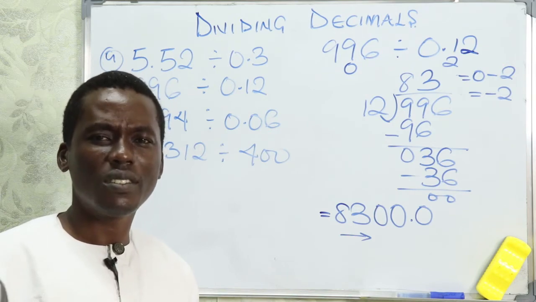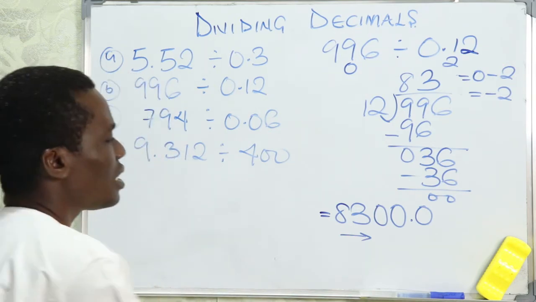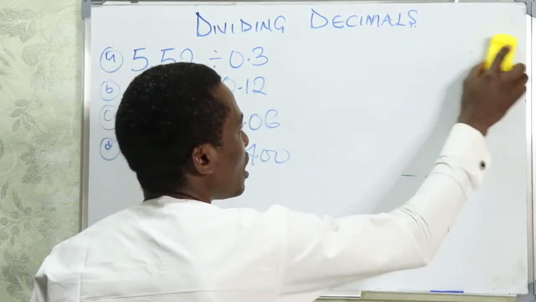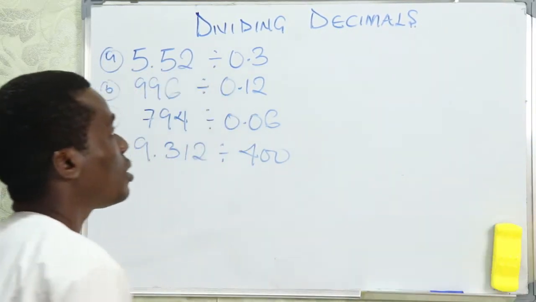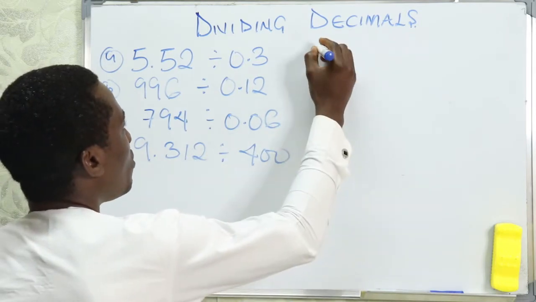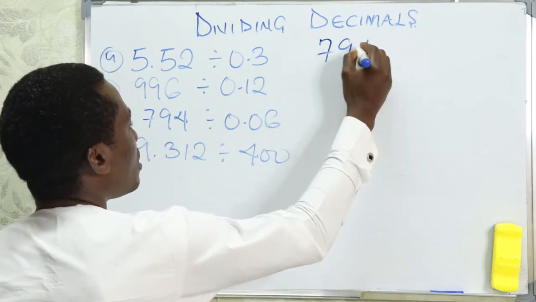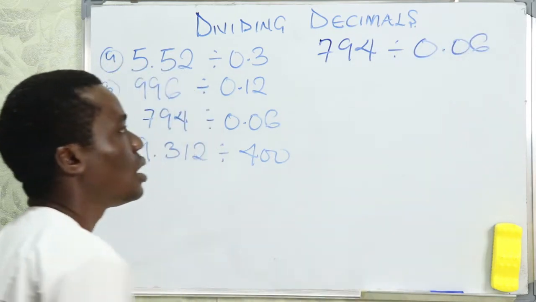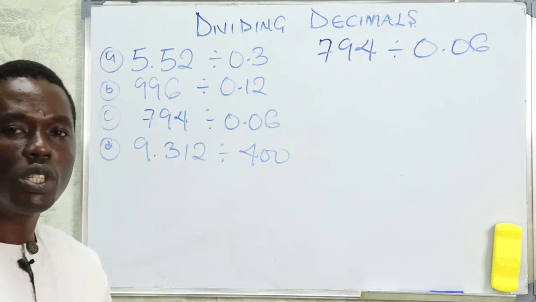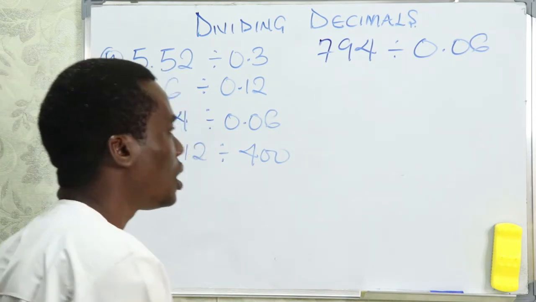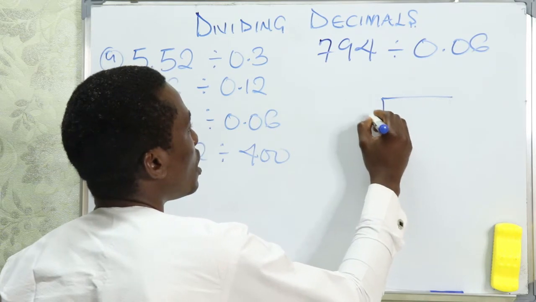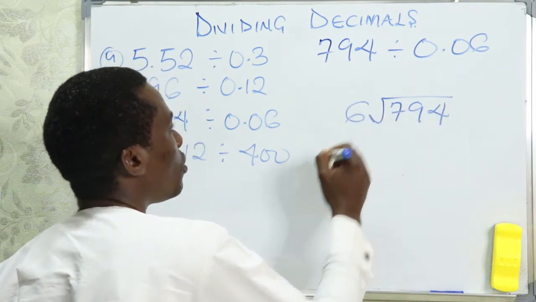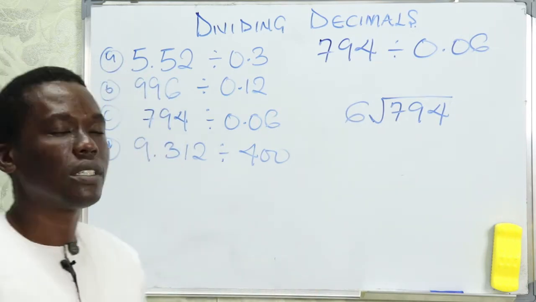Sounds interesting, right? Now let's look at the next example. The next example will help you understand how to divide decimals very well. We are given 794 divided by 0.06. Now remember, we are going to do the normal division without what? Decimal. So that will give us 794 divided by what? Divided by 6.